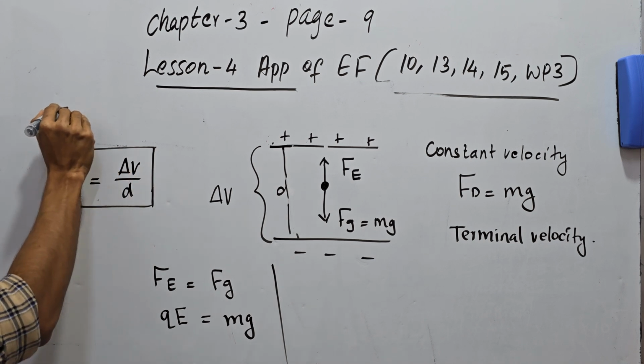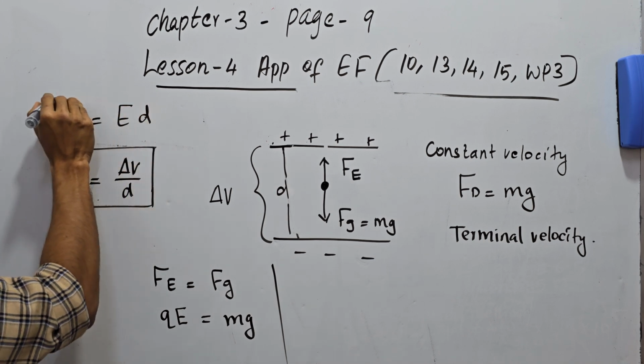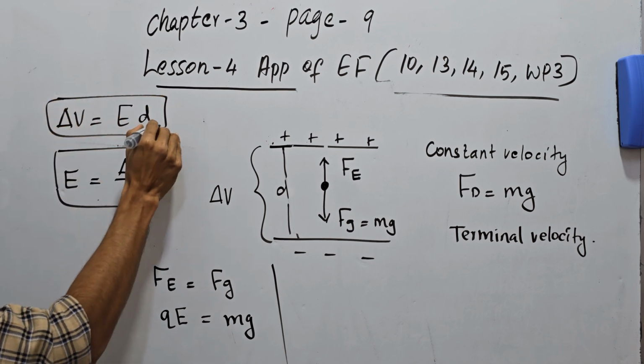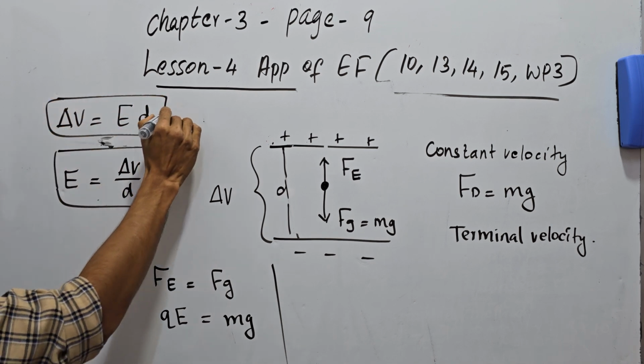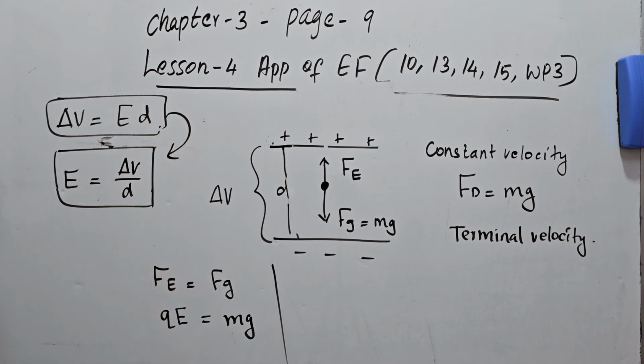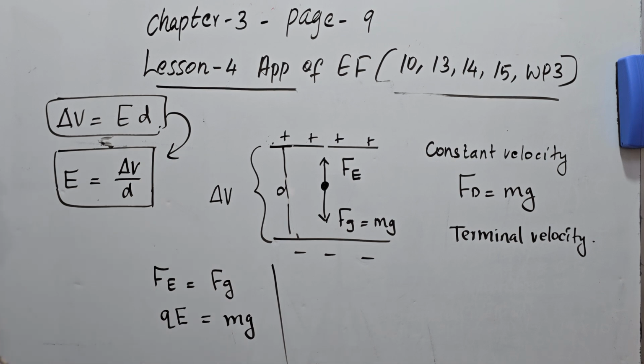You know this equation, right? Delta V is equal to ED. From this equation, you are writing this. This equation comes from this equation. So this is everything about the oil drop experiment. And we have done question number 53, 54.